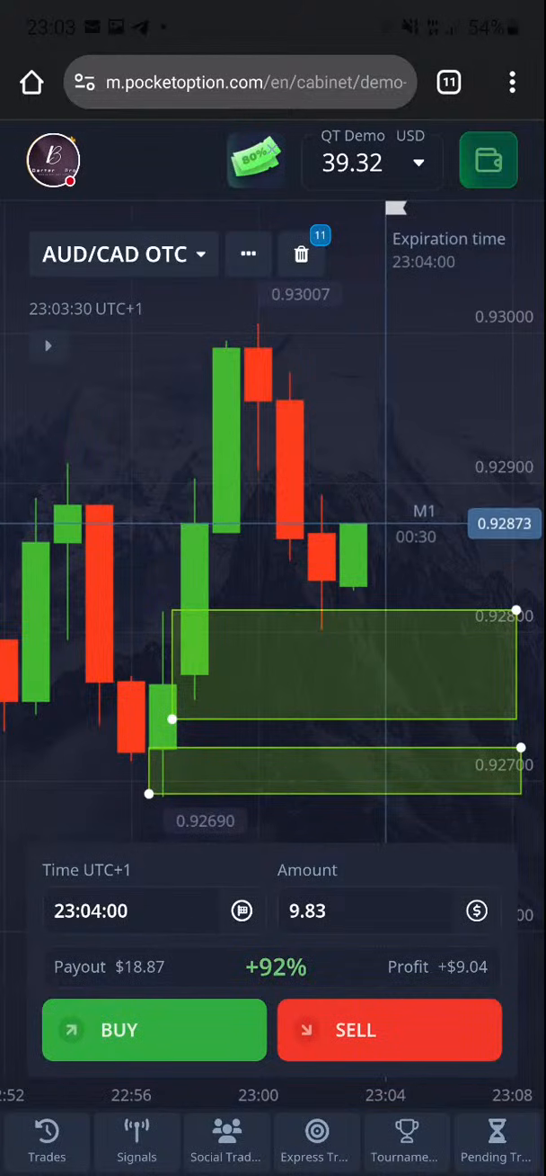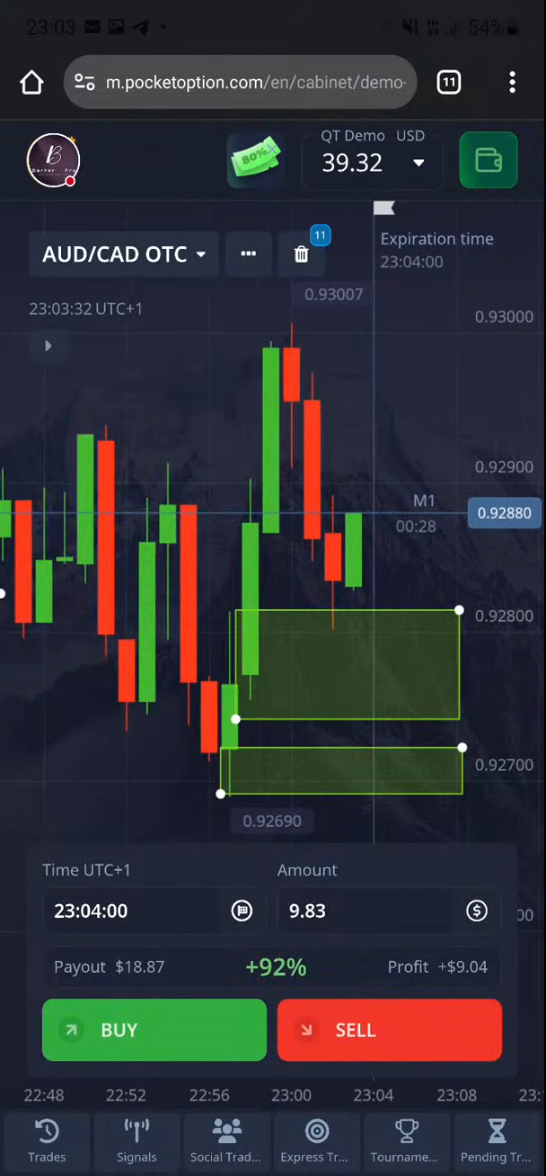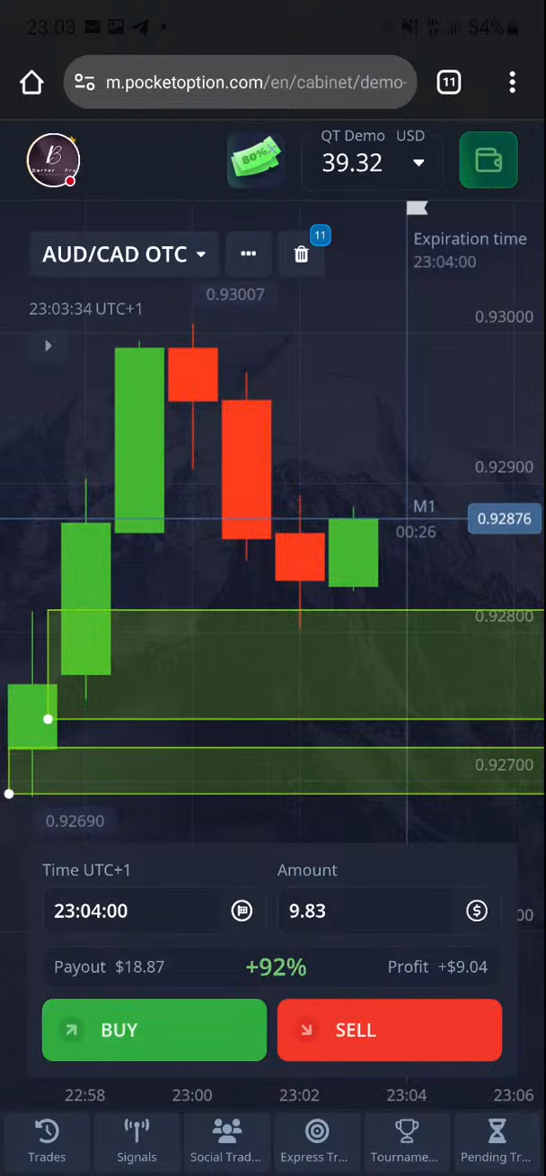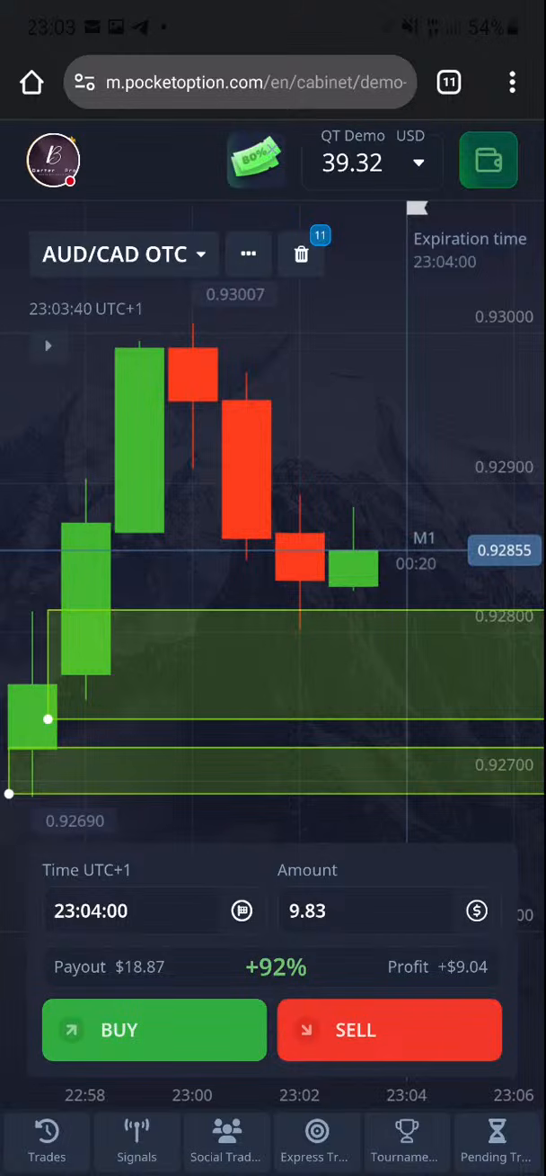You can see now, this is the QM entry I'm talking about. Price came into the QM entry, they pulled back. They give you a winning trade. It's as simple as that.